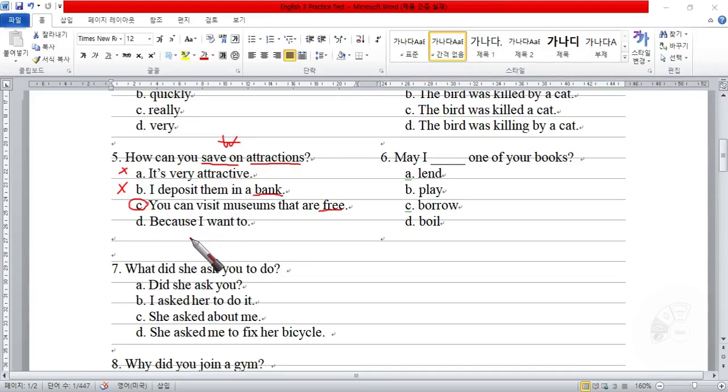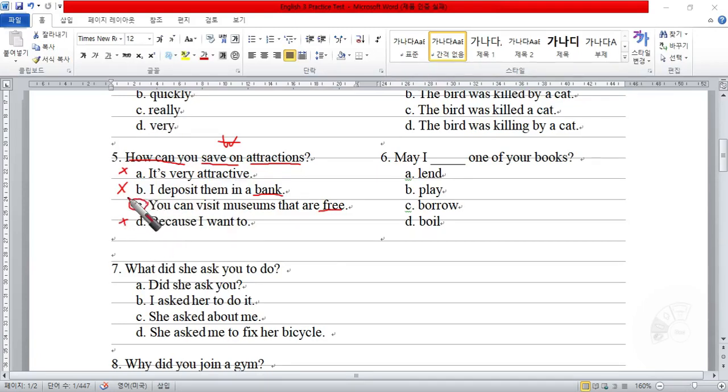D is also wrong. Sometimes you hear the phrase, how can you? How can you do that? Because I want to. Basically asking why. Why would you choose to do that? How can you save on attractions? Because I want to save on attractions. But that's not what they're asking. There's nothing wrong with saving on attractions. So D is incorrect.